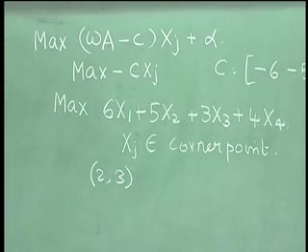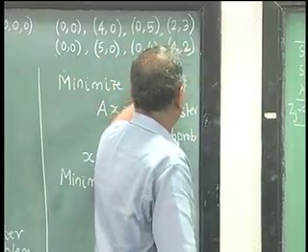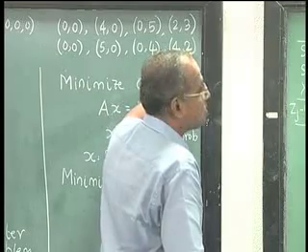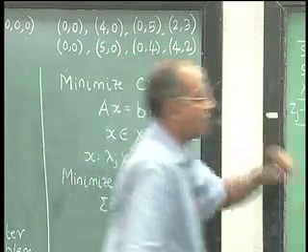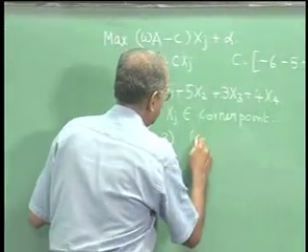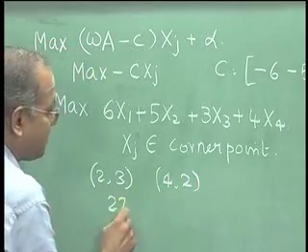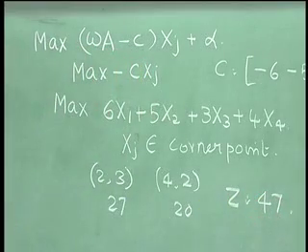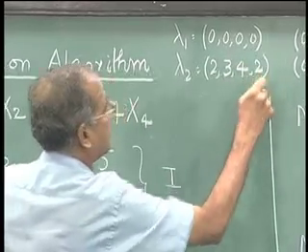Second one is 3 x3 plus 4 x4. So, 3 x3 is 15, here it is 16. Now, 4 into 3 is 12 plus 2 into 4 is 8, which is 20. So, (4, 2) is optimal from this, this is 27, this is 20. So, z is equal to 47. The value of z is equal to 47 and the corner point (2, 3), (4, 2) enters the basis. So, the first corner point that will enter the basis is lambda 2, which is (2, 3), (4, 2).